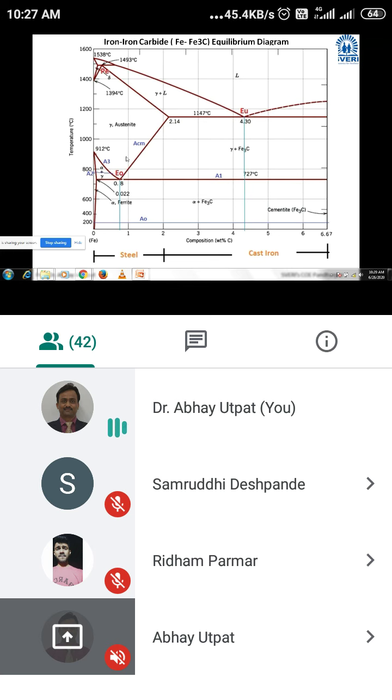One more temperature you are observing, it is A4, known as ACM temperature. CM is suffix used for cementite. It starts from 727 to 1147. So these are the temperatures on the diagram.